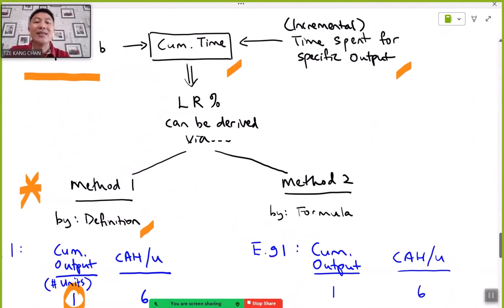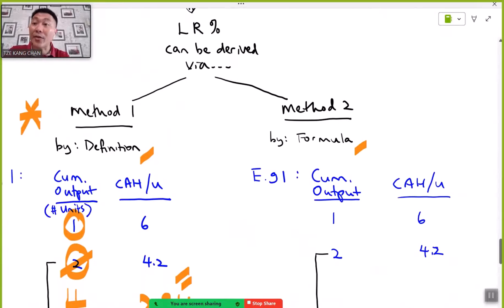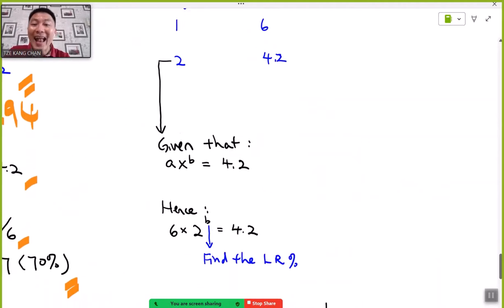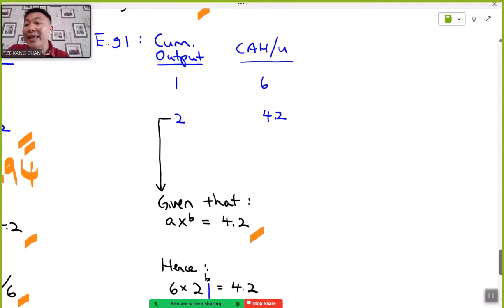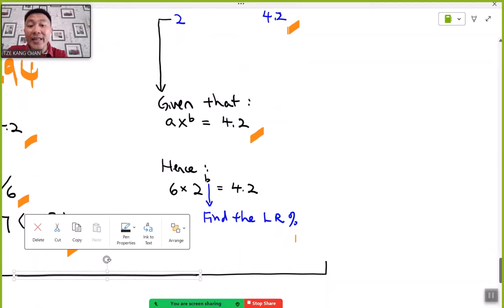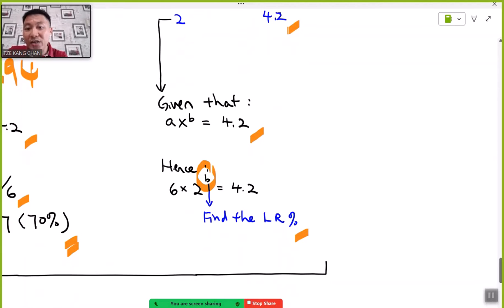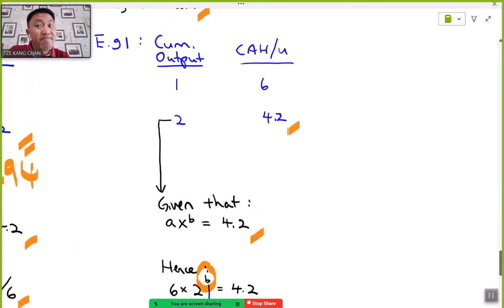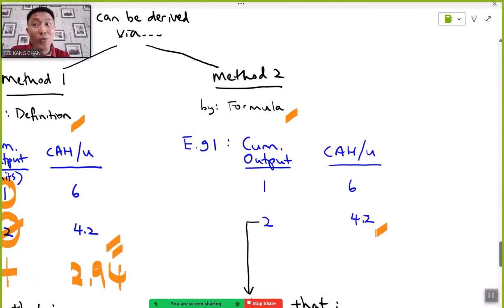For knowledge, the second method is just going back to the formula ax to the power of b to derive the y, the cumulative average per unit. Your task, guys, is to find the learning rate percentage from the function of b. I'm sure it is just a matter of time and how tedious the process is to derive the learning rate from the b function. Given the time constraint, this is the method which I would not recommend.